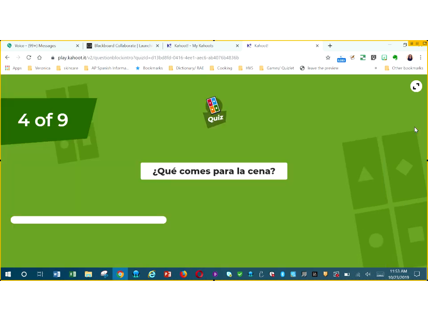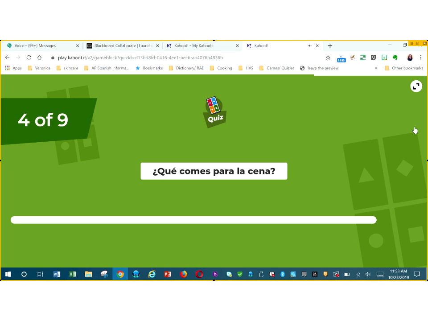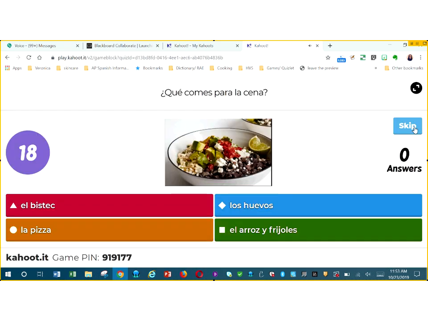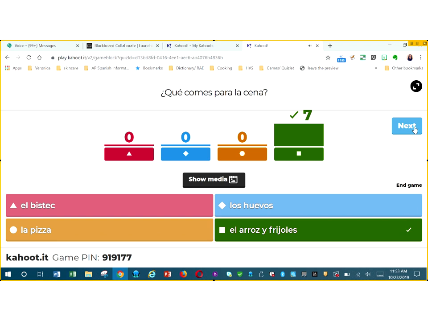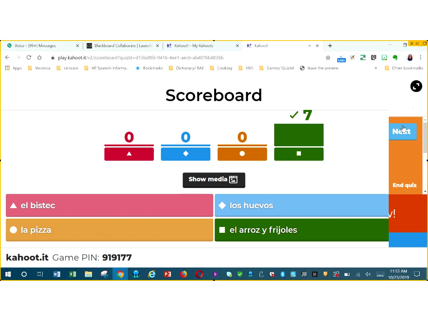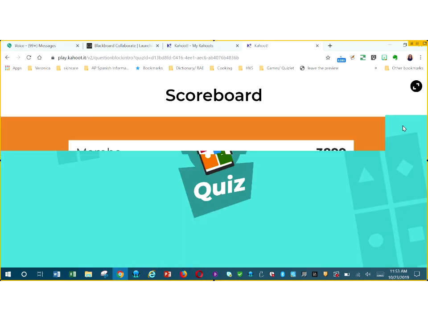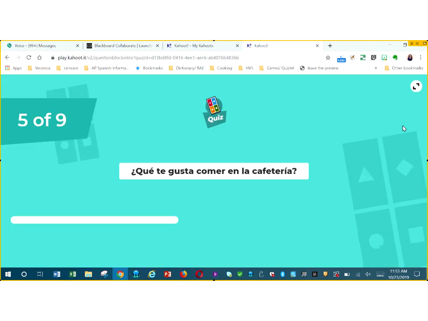Okay, number 4. ¿Qué comes para la cena? El bistec, la pizza, los huevos, or el arroz y frijoles. Just if you can't see that, that's white rice with black beans. It has some avocado on top of it. You all were able to see that picture. Very good.